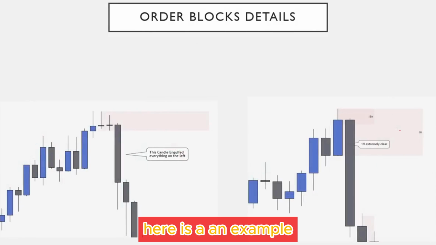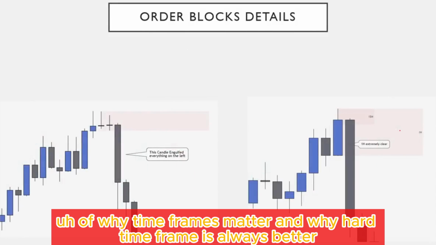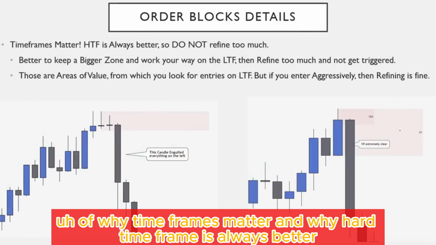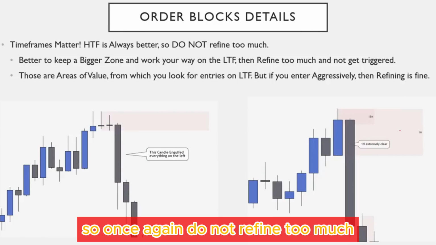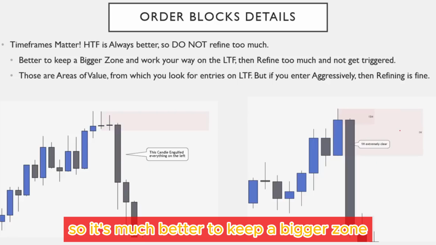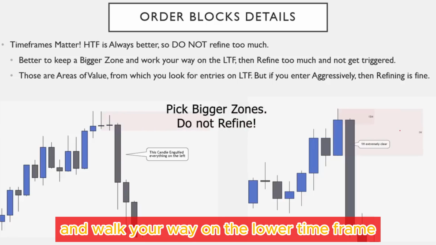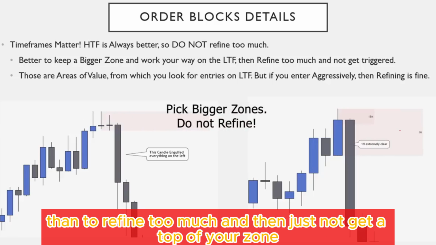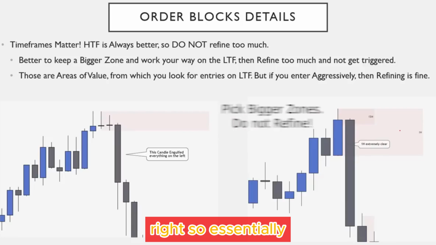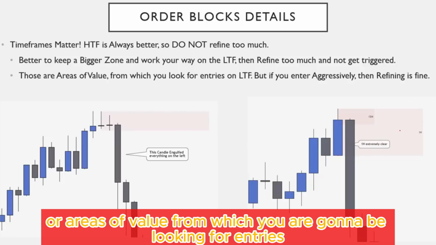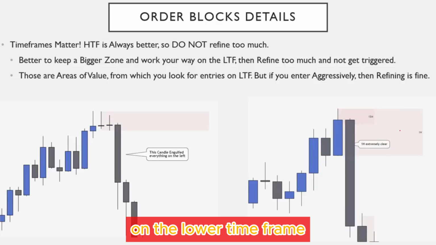Here is an example of why time frames matter and why a higher time frame is always better. So once again, do not refine too much. It's much better to keep a bigger zone and work your way on the lower time frame than to refine too much and then just not get a tap of your zone, right? Essentially, those supply and demand zones are areas of value from which you are going to be looking for entries on the lower time frame.